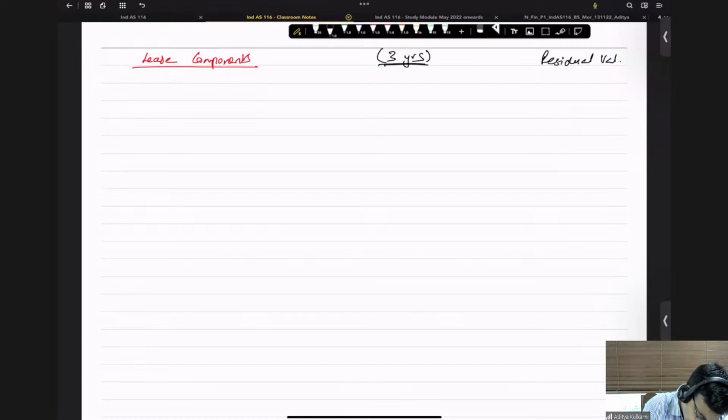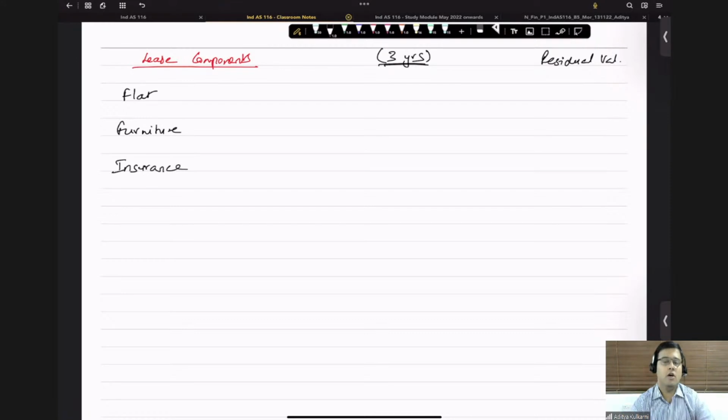So suppose I have a flat, furniture and no maintenance and all. मेरा society इतना posh नहीं है. It does not have a clubhouse वगैरह वगैरह. All those amenities are not there. But instead, the lessor charges you for insurance. The lessor has taken insurance for his property and he's charging that insurance to you.